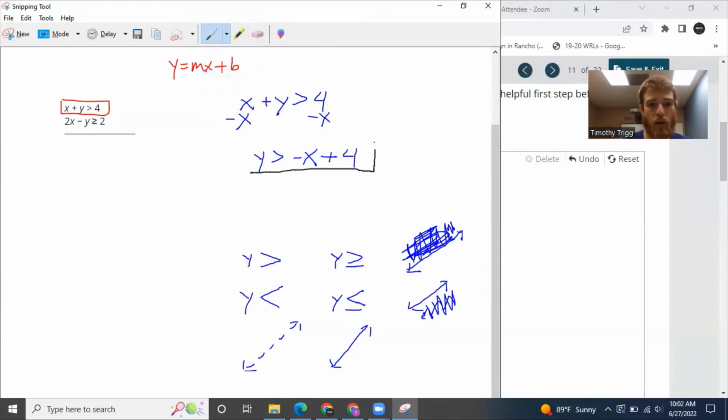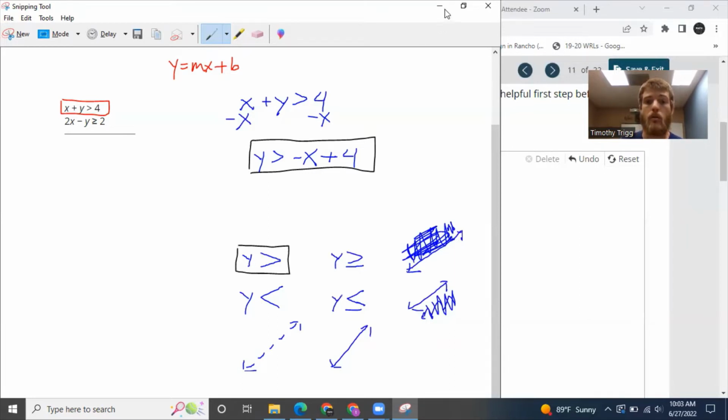y is greater than negative x plus 4. Again, our slope is -1 because it's -1x, and it has a y-intercept of +4. Okay, that's great. Now, what kind of graph are we going to have? Is it going to be a solid line or a dashed line? Well, since it's a y is greater than, we'll have a dashed line, and we're going to shade above the line.